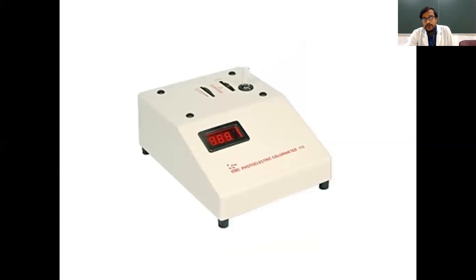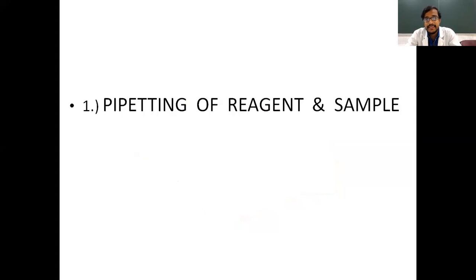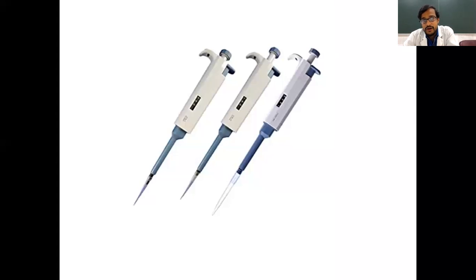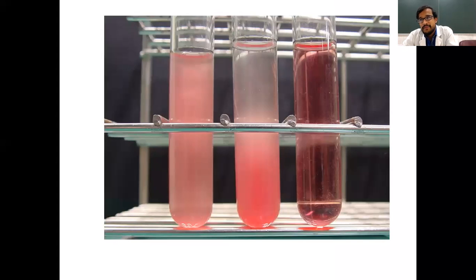So what is the first step you will do in the colorimeter? The first step is we'll take the test tubes and add the sample and the reagent, or we'll add the standard and the reagent. Okay, the first thing we'll be doing is pipetting the standard, sample and reagents. All these we'll do in the first step in the colorimeter, pipetting of the reagent and sample in different test tubes. We may use a glass pipette or an auto pipette. After that, we'll get different colors in the blank, standard and test.